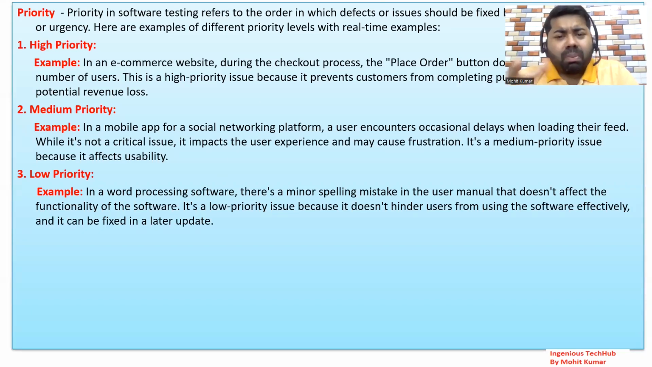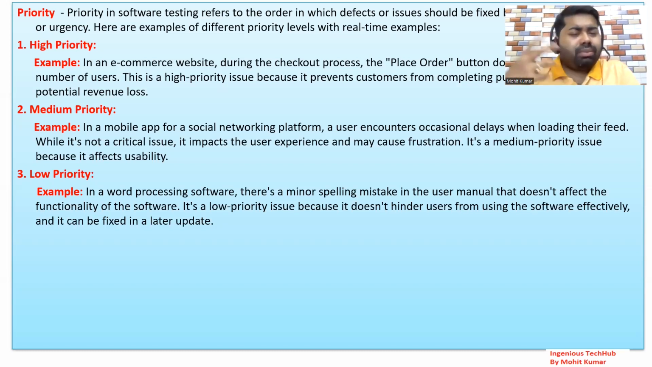Here it will not impact the functionality, right? There are some spelling mistakes, but they don't impact any functionality. So this is low priority, right? It's a low priority issue because it does not hinder the user from using the software effectively, and it can be fixed in a later update.